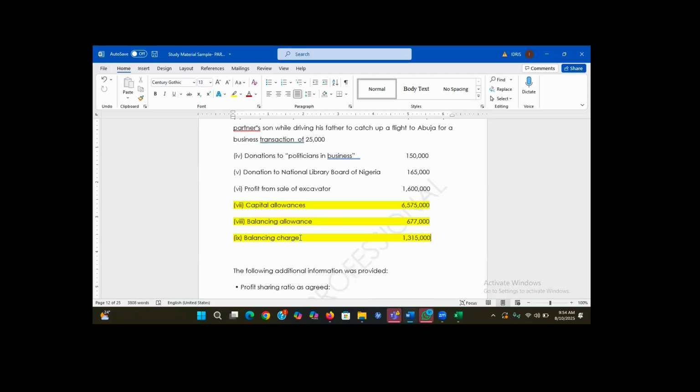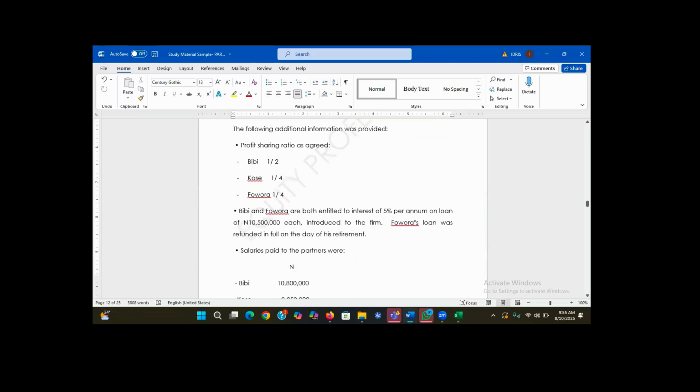Have we started capital allowance computation? Yes, sir. You have done balancing allowance? Yes, sir. You have done balancing charge? Yes. So we add balancing charge to the adjusted profit, and we less capital allowance, we also less balancing allowance.